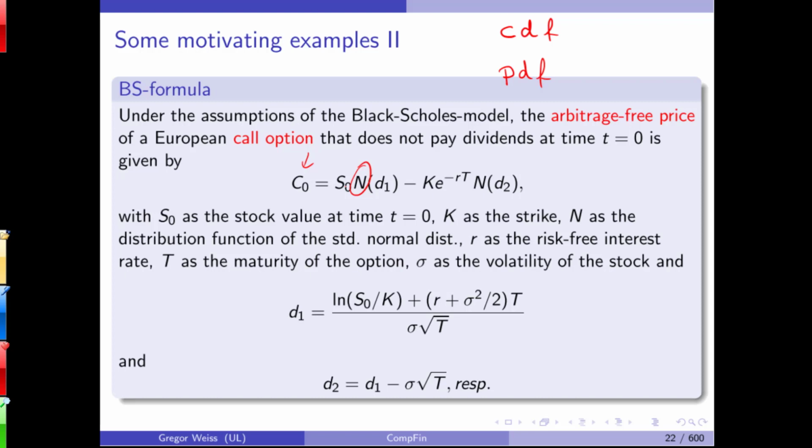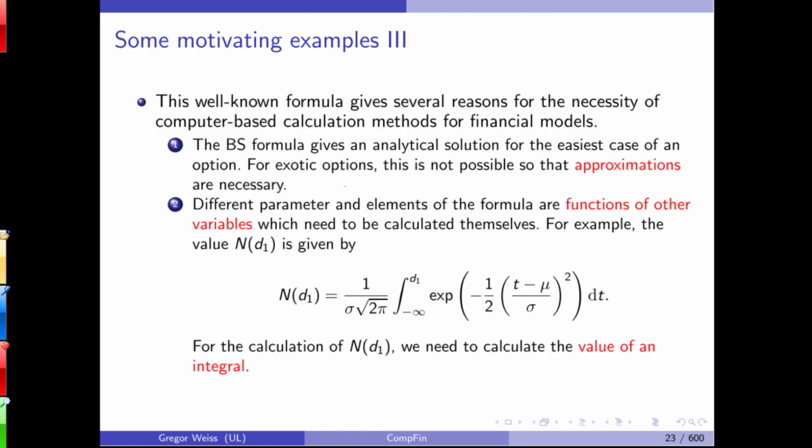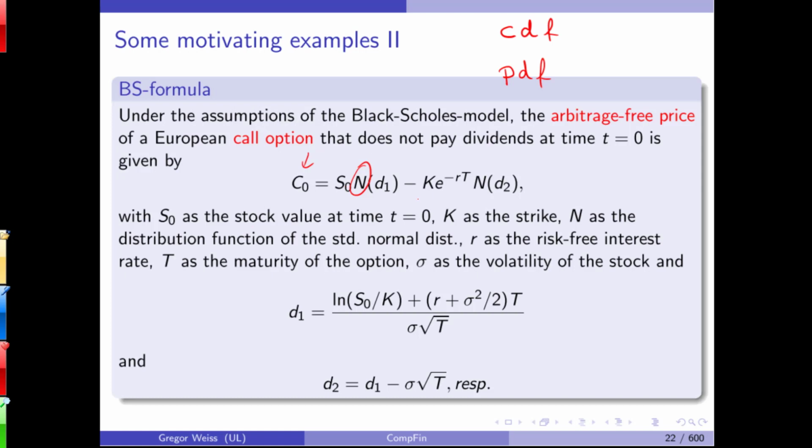So far, so good. Problem is, as you can see, even though the Black-Scholes model gives you an analytical solution, you still need to compute this: N at d1 and N at d2.